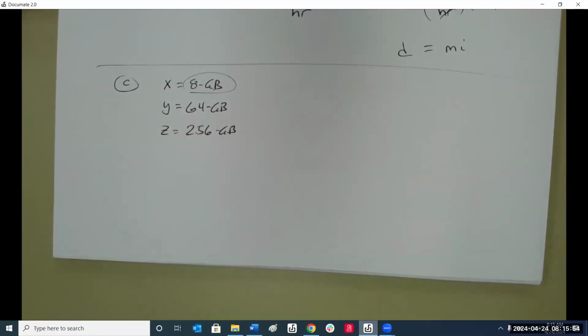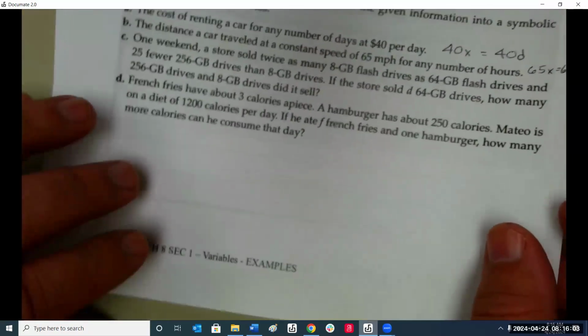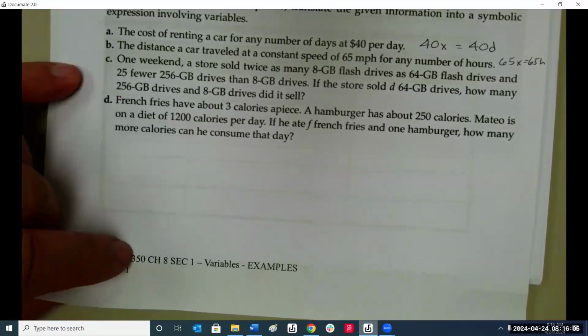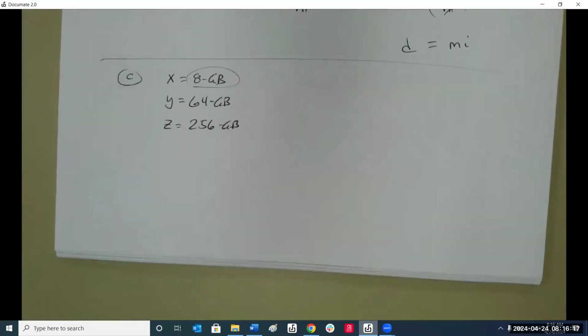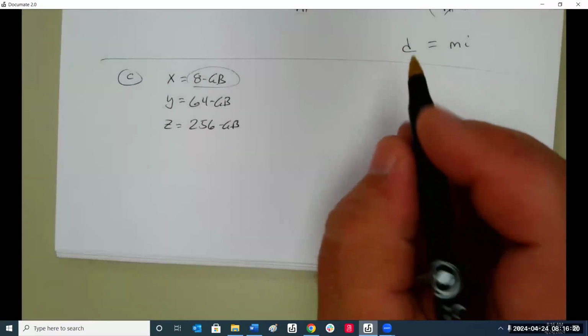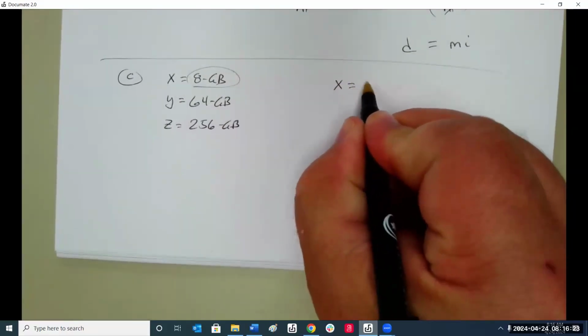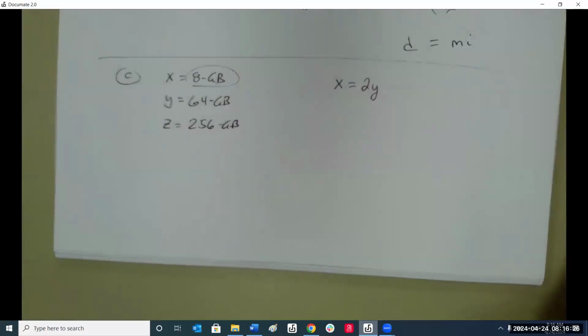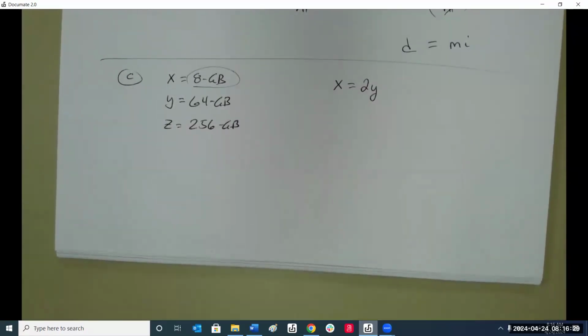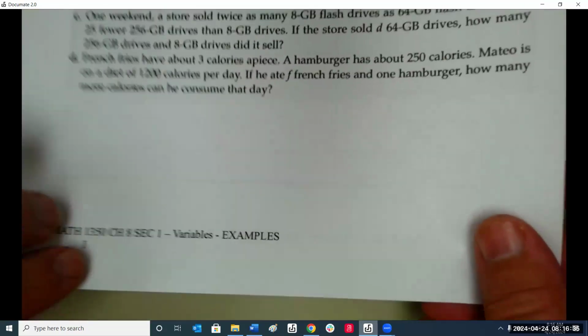All right, let's break it down piece by piece. What's the first sentence tell you of this thing? Okay, so how would you put that in an equation? It sold twice as many 8 gigs as 64 gigs. Yeah, so X is equal to 2 times Y. That's the first thing it tells us. What's the next thing it tells us?